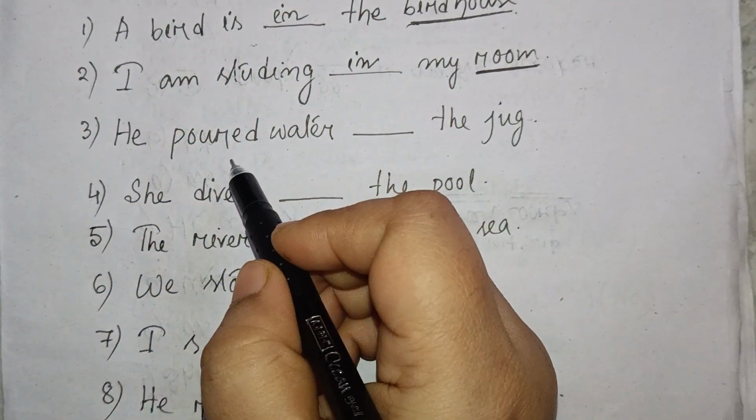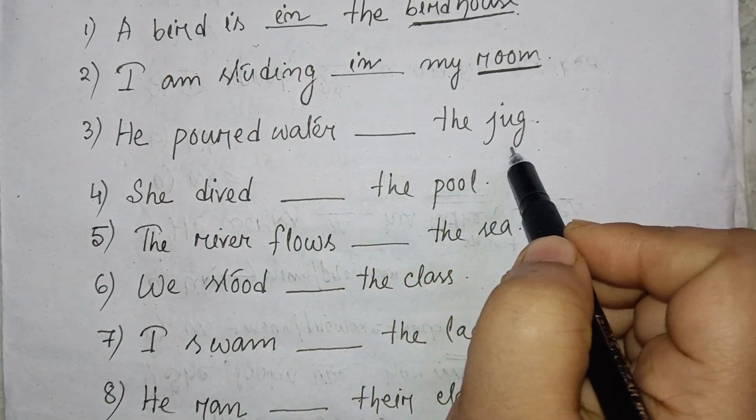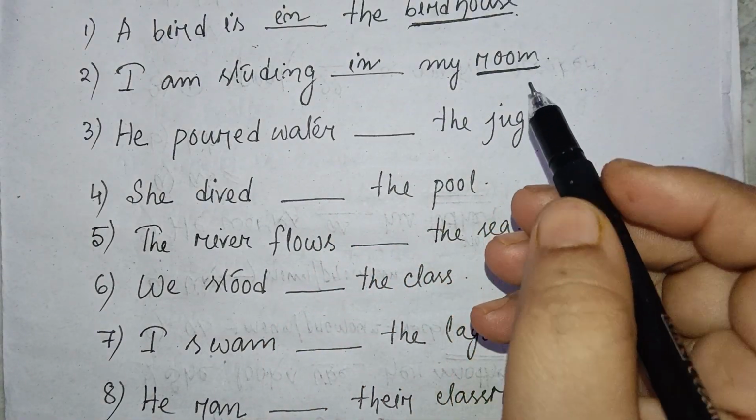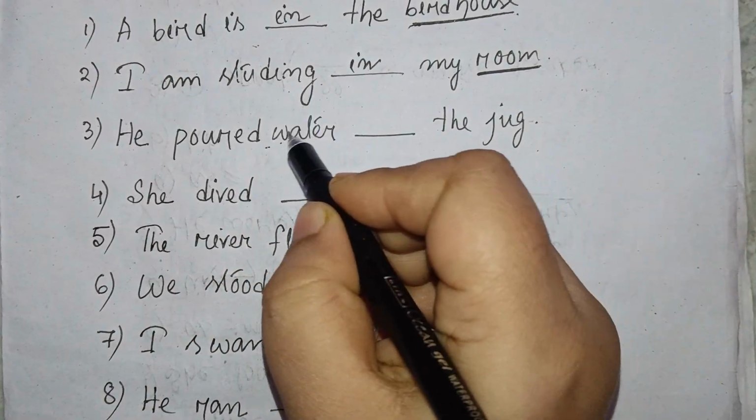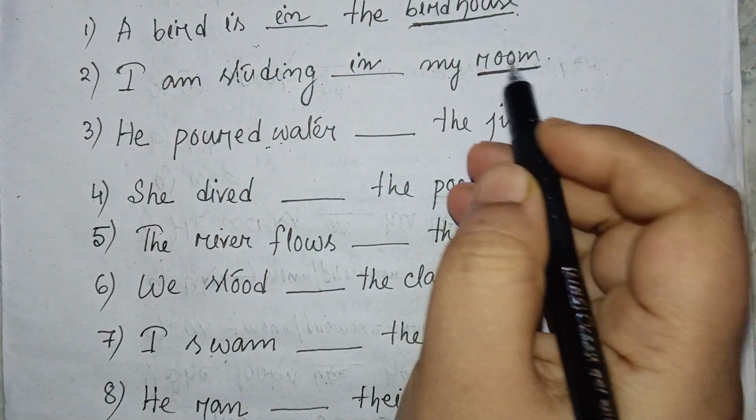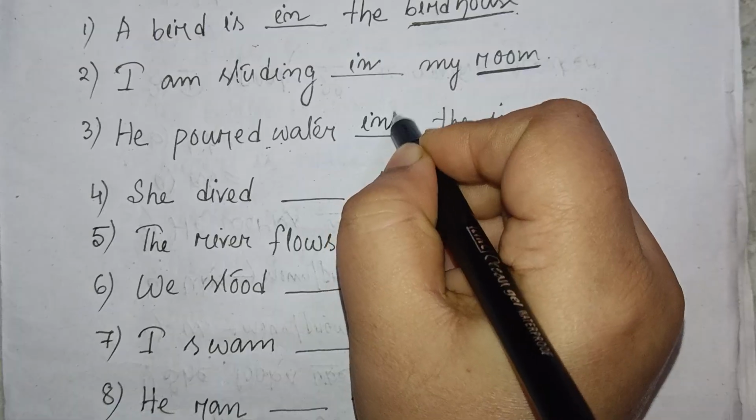So the next one is, he poured water dash the jug. So from where did he pour the water? He poured the water, it is moving from one place to another, from one place to the jug. So it will be into.